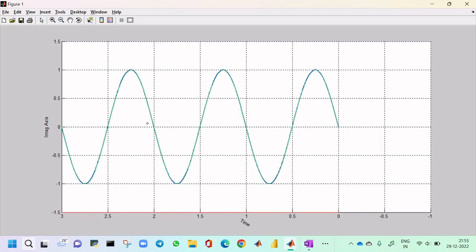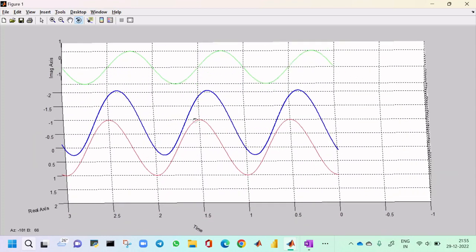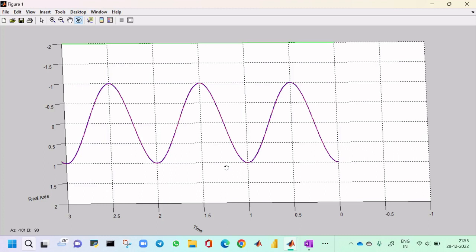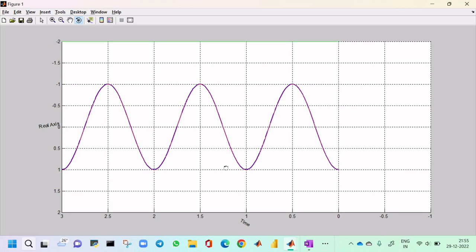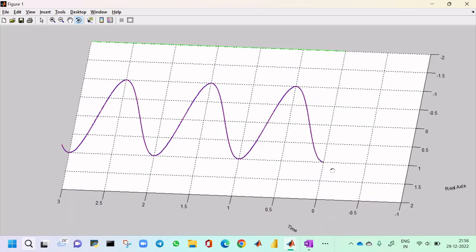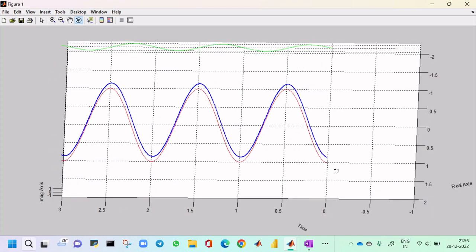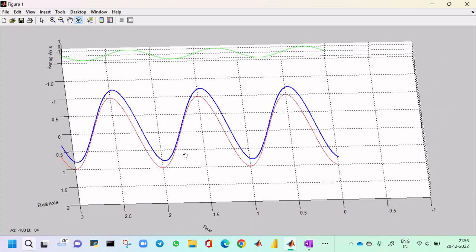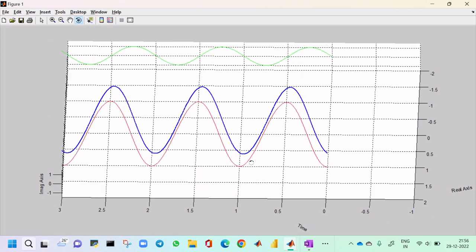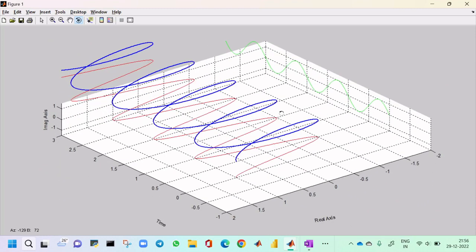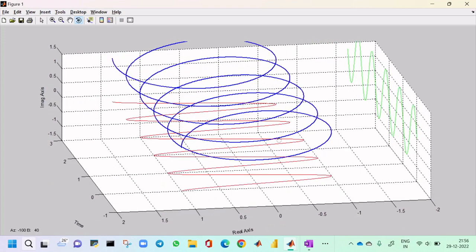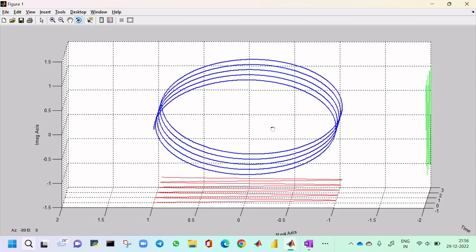If you go for another view, another projection, you can observe the real part. The real part is your cosine. So observe here, cos 0 is 1. You can get the value like this. Cos 0 is 1. So if you observe that plot from the front view, it will be a circle.